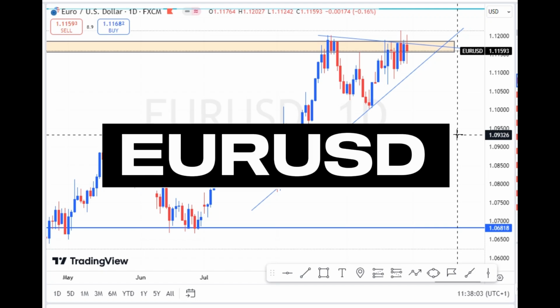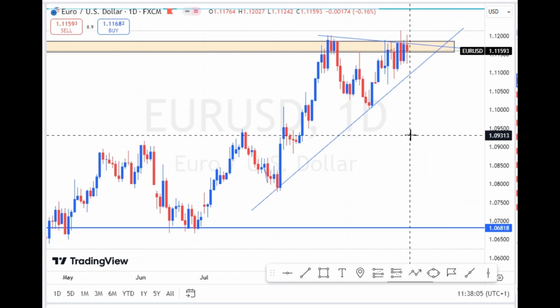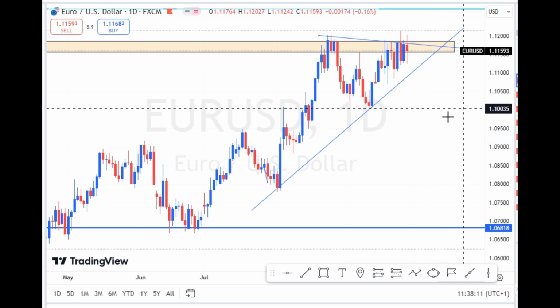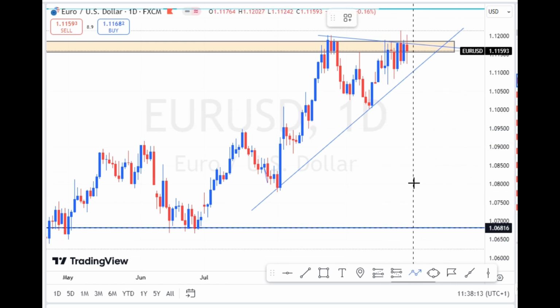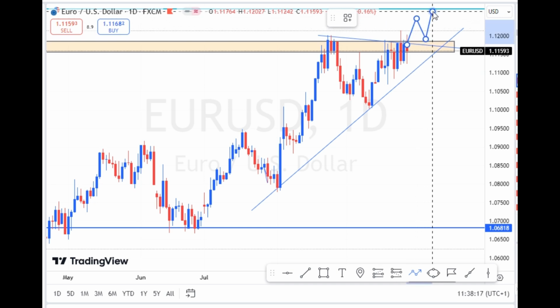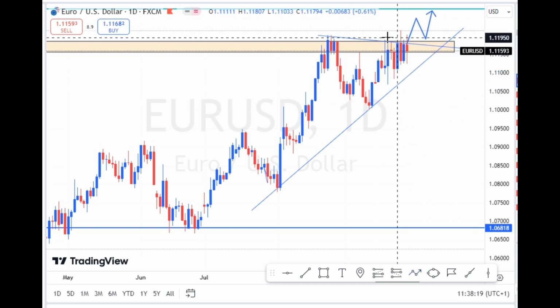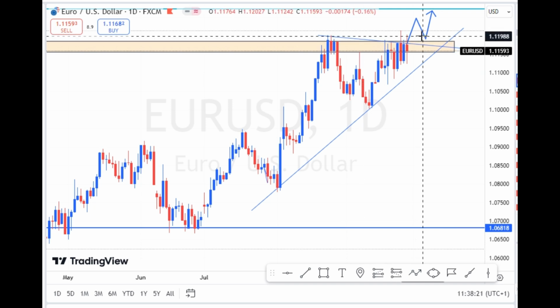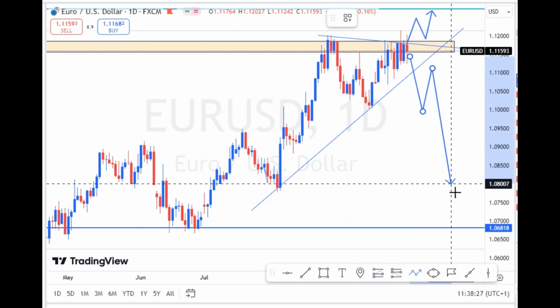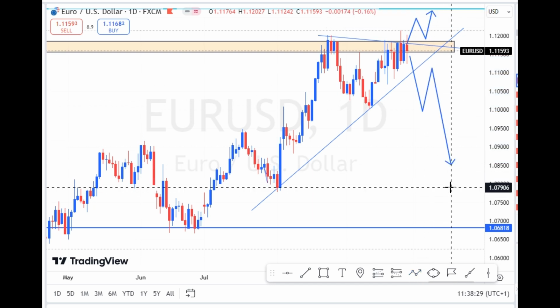Euro USD on the daily chart is still in a sideways trend. We'll be expecting price to break above this trend line before we look at a buying opportunity. So if price breaks above our trend line, we're looking at a buying opportunity. If price breaks below the trend line, we'll be looking for a selling opportunity for the Euro USD.